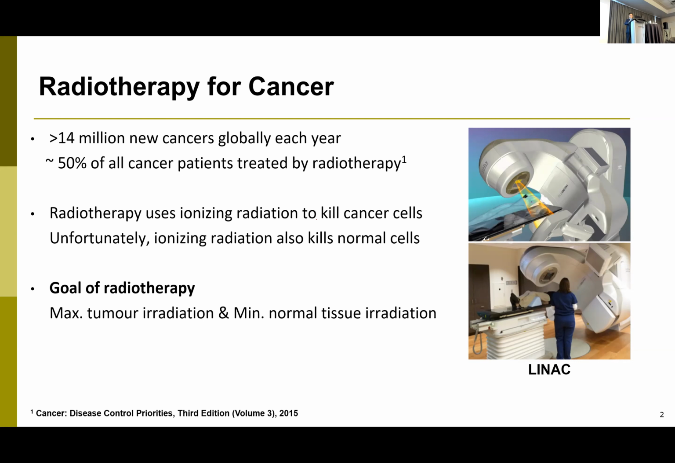So this is the machine that we use to generate ionizing radiation and treat patients. It's called linac, linear accelerator, right? And the goal of radiotherapy is to maximize tumor radiation while minimizing normal tissue radiation. Make the radiation beam as thin as possible, as accurate as possible, so we can only attack the tumor cells without killing the patient. Right?